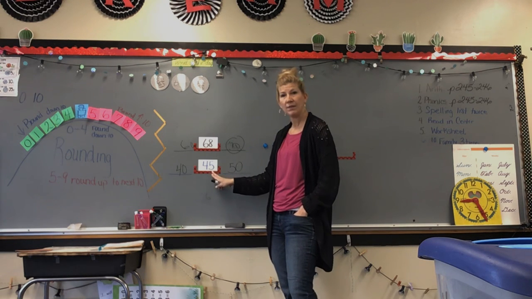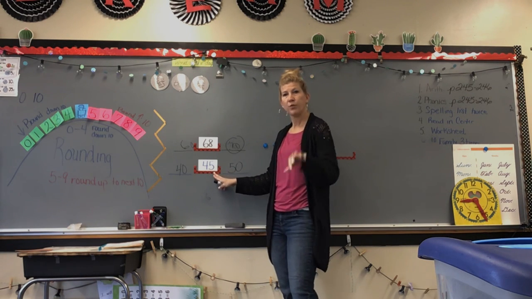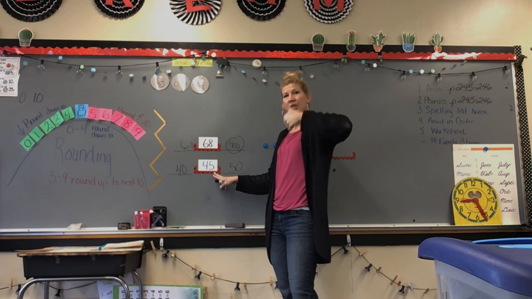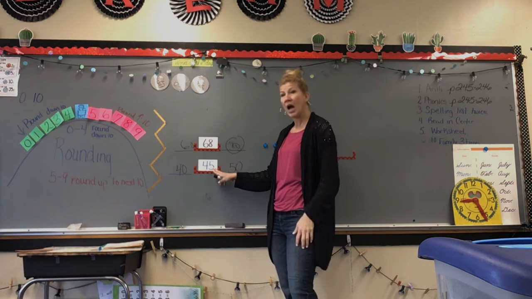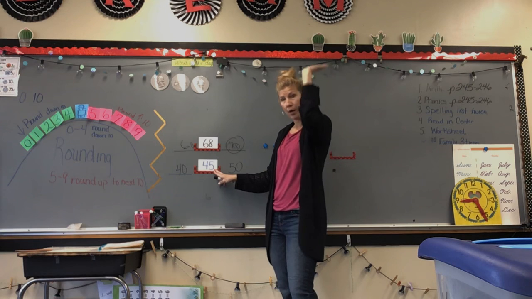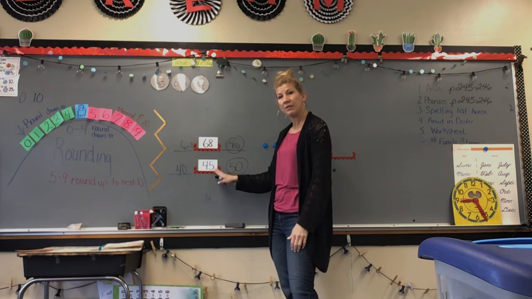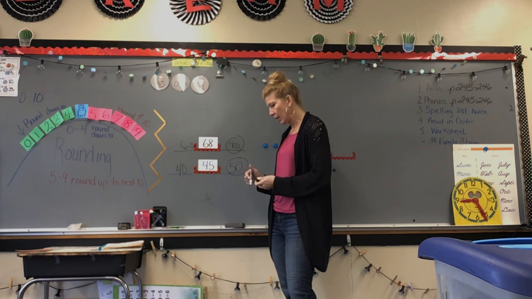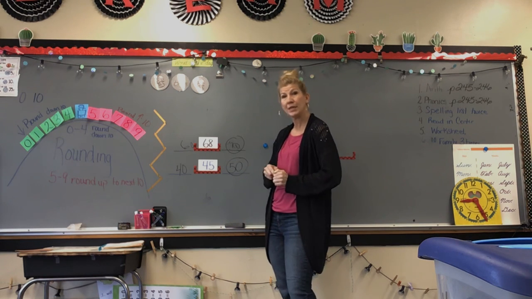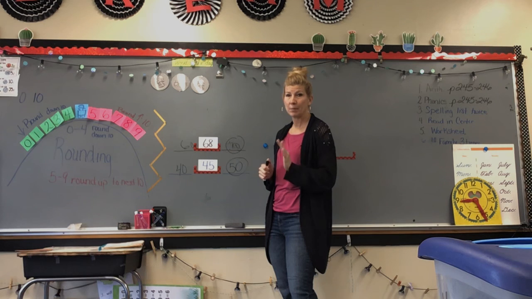So we have 5 in the ones place. 0 to 4 round down. 5 to 9 round up. So we're going to pick our higher number, 50. And 45 is 5 away from 50. So that is the closest for our rounding or when they ask us to estimate.